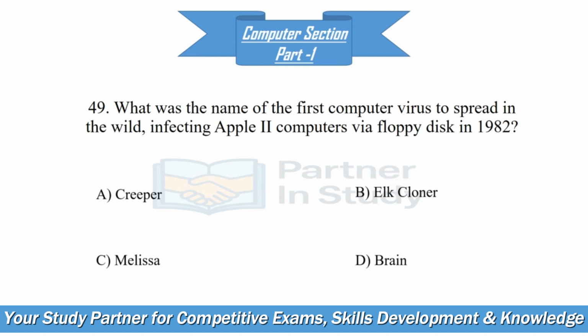What was the name of the first computer virus to spread in the wild, infecting Apple II computers via floppy disk in 1982? The right answer is option B, Elk Cloner.